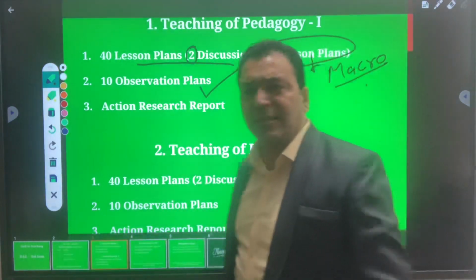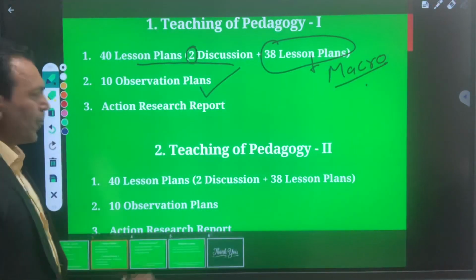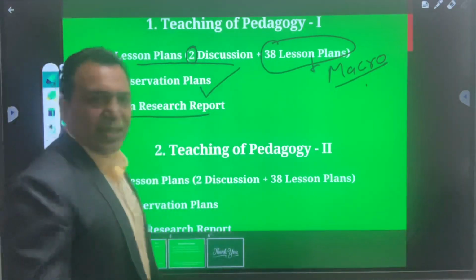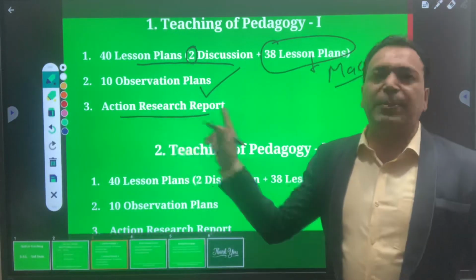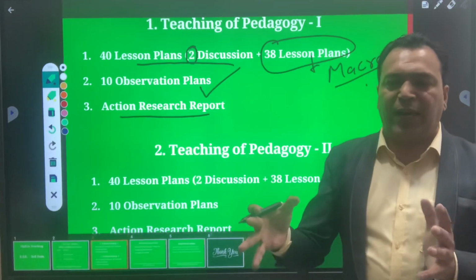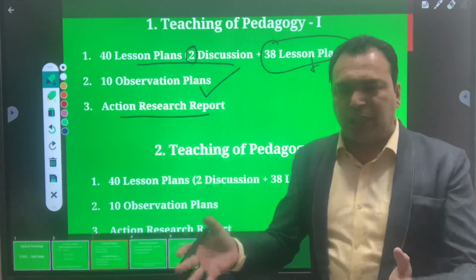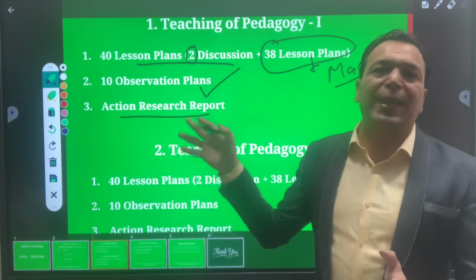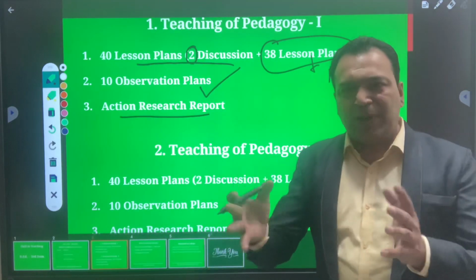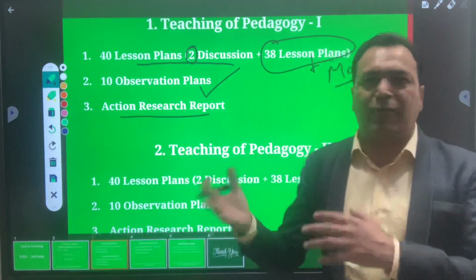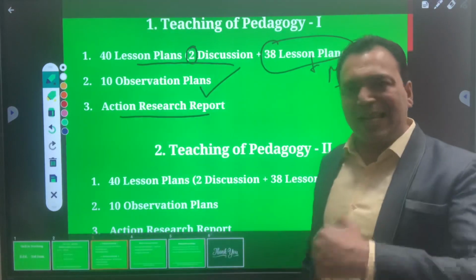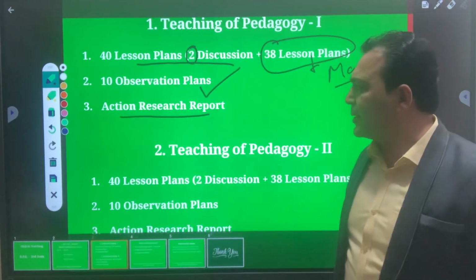And the third is the action research report, right guys? There should be an action research report. ये सभी ने आपने देखना है. You have to check in your file whether you have made it or not. If not, then you can make the action research report, okay? Even you have consulted with your colleagues, and they have already guided you. But once again I am guiding you, right guys?